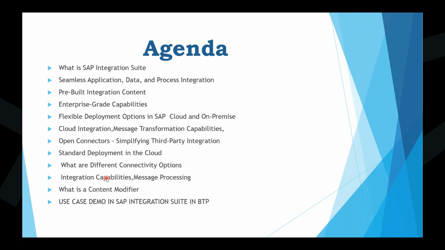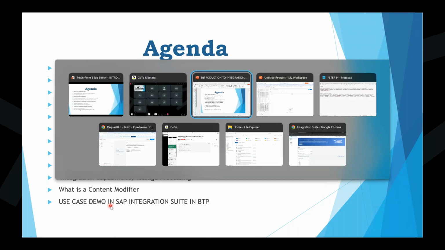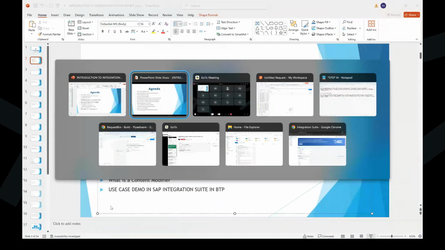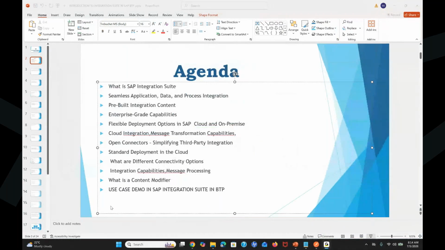So what is a content modifier? It's powerful. Okay, no code is required for changing message data. What is that? We are going to discuss. And one use case demo, we are going to go to the Integration Suite service, and we are going to consume a third party API, and we are going to send the data. So this is the agenda of the topics which I will be covering in another 1 hour. Is it clear? Any questions?